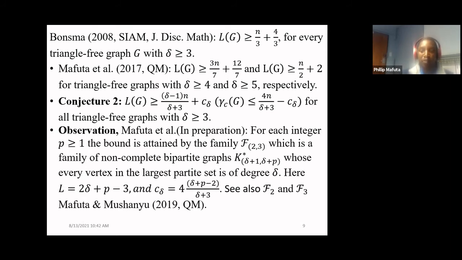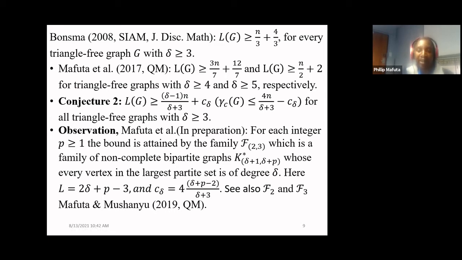From the graphs F2 and F3, from a paper by Mafuta and Mishanyu, on spanning paths and cycles in triangle-free graphs, we observed that we can generalize these families and form a class F2-3. This class of non-complete bipartite graphs is such that every vertex in the largest bipartite set is of degree delta. This family has leaf number 2 delta plus p minus 3, and the constant C delta which attains this bound is 4 bracket delta plus p minus 2 over delta plus 3.